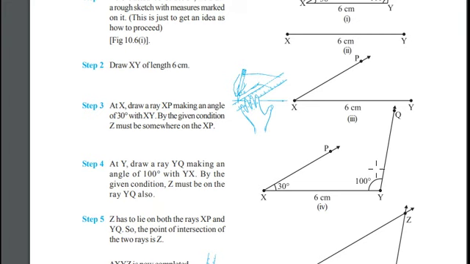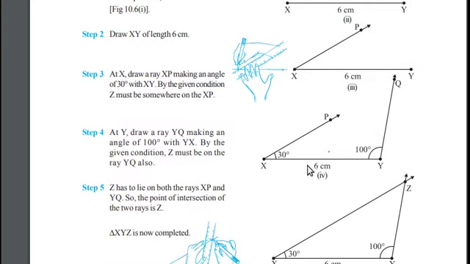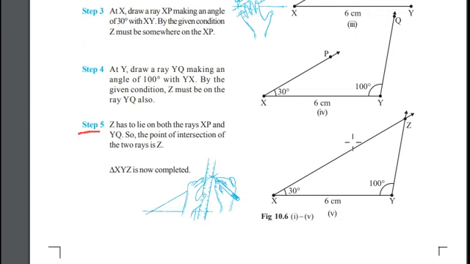At this point, we need to locate the point Z. So now we will extend this ray XP. This ray will intersect at one point along this ray YQ. This is where it intersects. This is the point Z. In step 5, after extending this ray, we got the point Z.